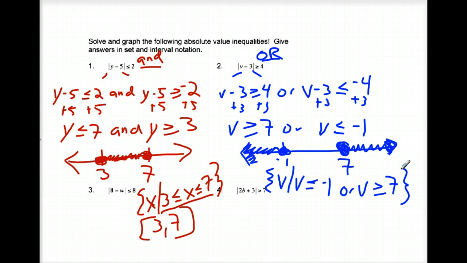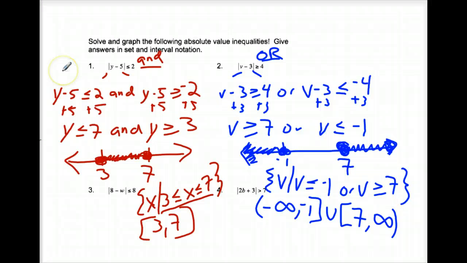Interval notation? Kev's got it. Parenthesis, negative infinity, comma, -1, bracket, union, bracket, 7, comma, infinity, parenthesis. That's a mouthful. Great job, though, Kev. Okay, we're going to finish the rest of these tomorrow.